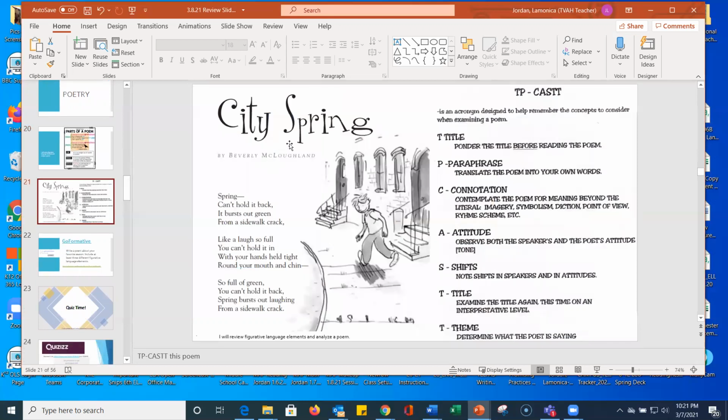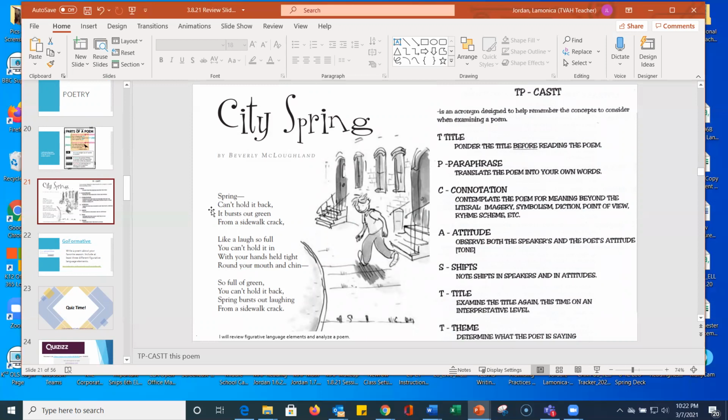Let's look at one. City Spring. While we're doing this, let's look at the title. What do you think this poem is going to be about just by looking at the title? About a city and spring, probably. Paraphrase. Translate the poem into your own words. Okay, so to do that, we need to go ahead and read it first.